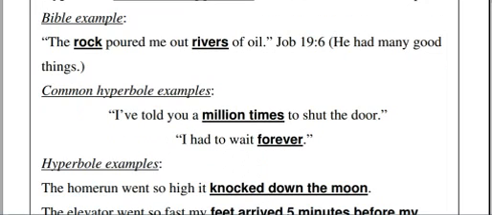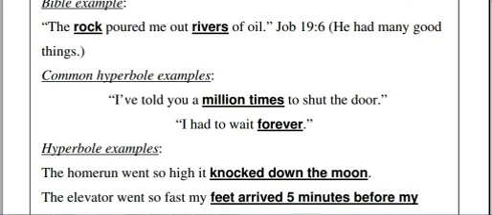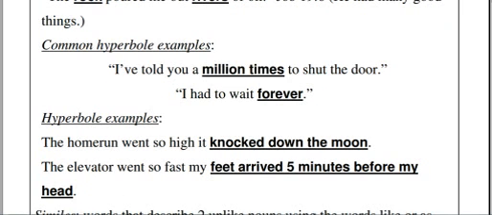Here are other hyperbole examples. The home run went so high it knocked down the moon. You know you have usually hit hyperbole if you have stated something that is basically impossible. If it's kind of like, well, it's extreme, but it really is possible, then you haven't truly hit hyperbole. Here's another one. The elevator went so fast, my feet arrived 5 minutes before my head.